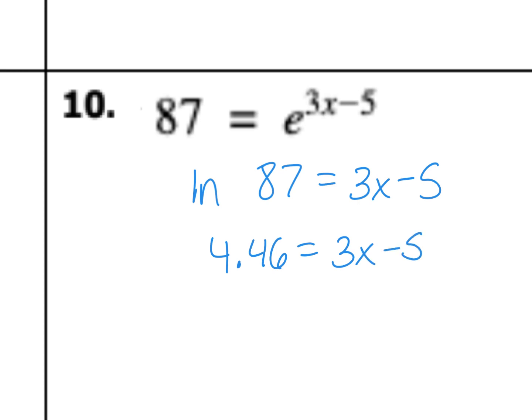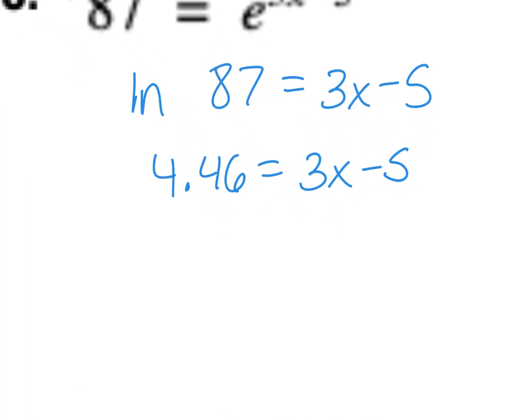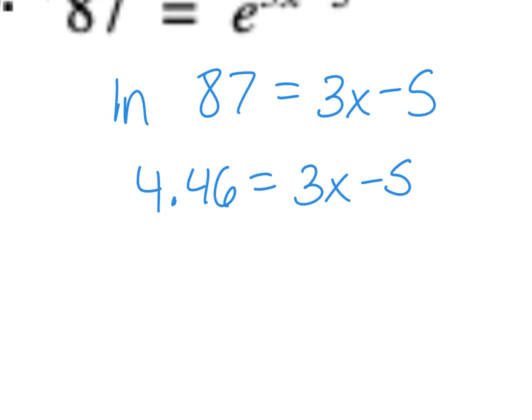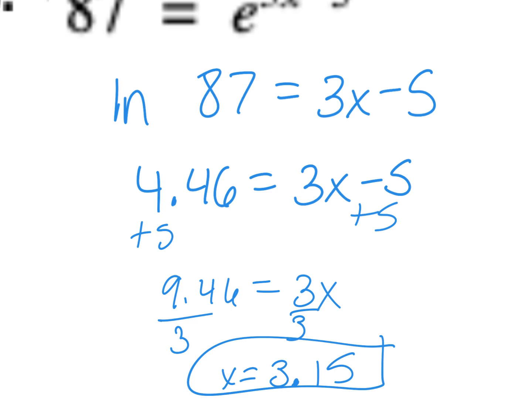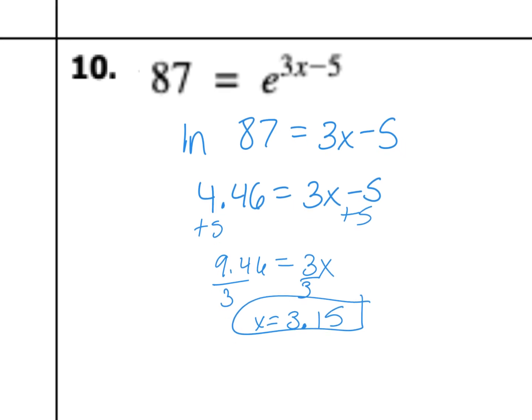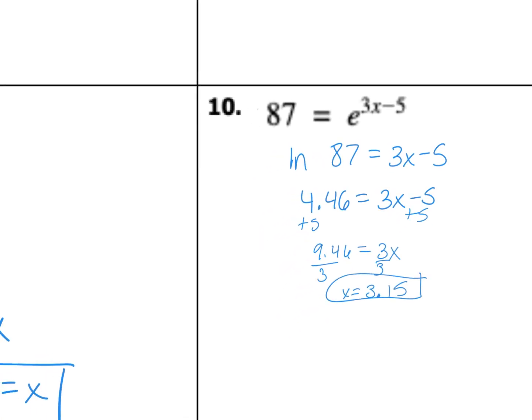If we didn't do it right, do we know what we did wrong so far? Yeah. Okay. So then you would, now what? Add 5. You get 9.46 equals 3x, and what's that going to give me? 3.15? That's what you got, Cody, on the first try? Yeah. I like it. You're smart. Thank you. Yep. Okay. Cool. Any questions there? Nothing? Nothing at all?